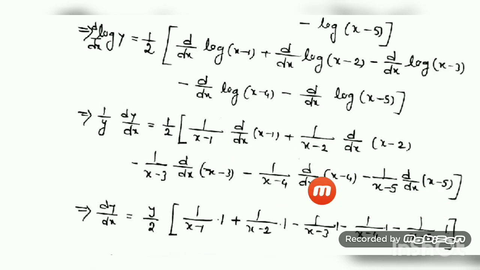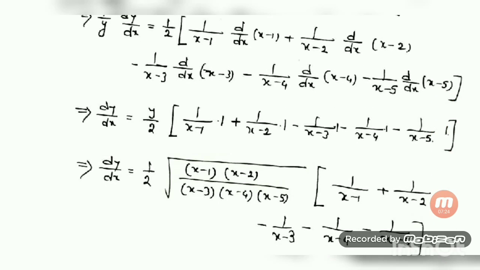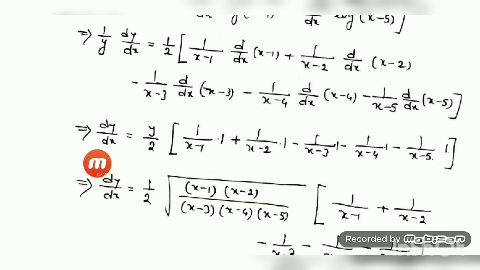After this, some d/dx again we have to do. So let us proceed further. At the same time, I just bring this y to the right side also. dy/dx equals y by 2 into 1 by x minus 1. What is the derivative of x minus 1? d/dx of x is 1, d/dx of 1 is constant, it is 0. So it will be 1. Similarly, here also d/dx of x is 1 and d/dx of constant is 0.